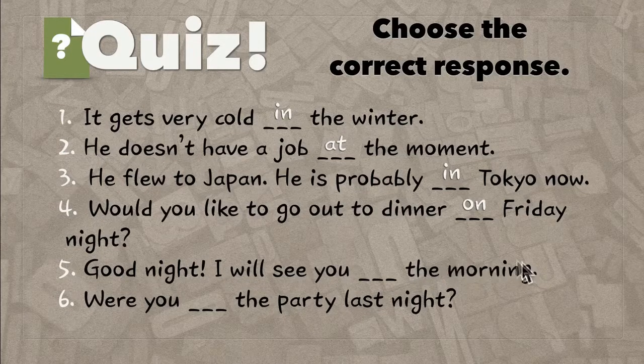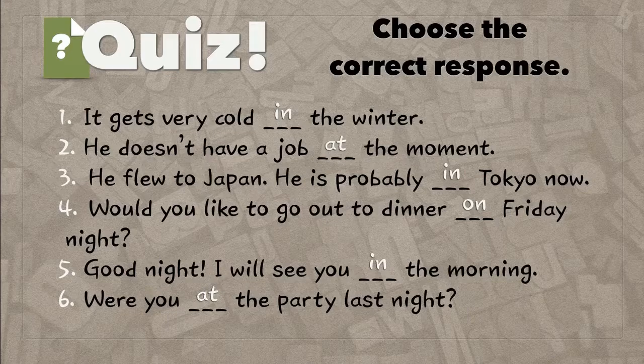The morning is a general amount of time. It's unspecified, so in the morning. And at the party last night? We're not on the party, of course, and we're not inside the party. We're at a general location at the party.